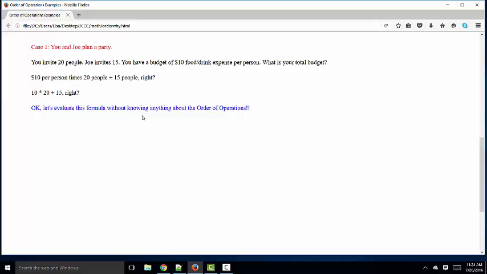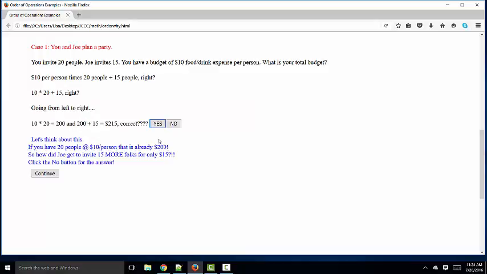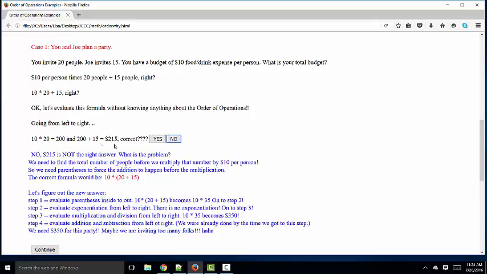So let's evaluate this formula without knowing anything about the order of operations. Going from left to right, we would take 10 times 20, which would be 200, and then we would add 15 to 200 and get 215. That's how a stupid computer would figure this out. Is this correct? If we said yes, we need to think about our problem a little bit more. We have 20 people at $10 per person, and that's already $200, just the people we're inviting. So how does Joe get to invite 15 more folks for only $15? Of course, this is not correct. So let's click no. $215 is not the right answer.